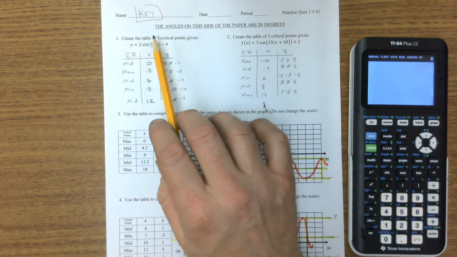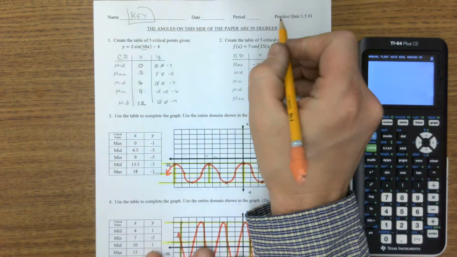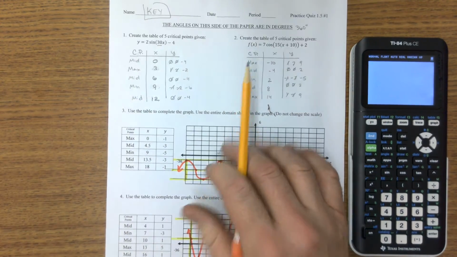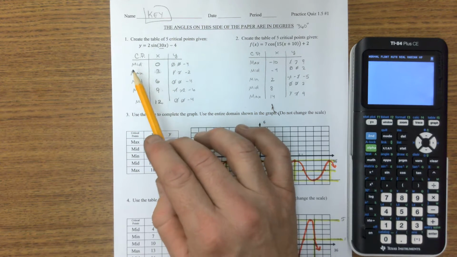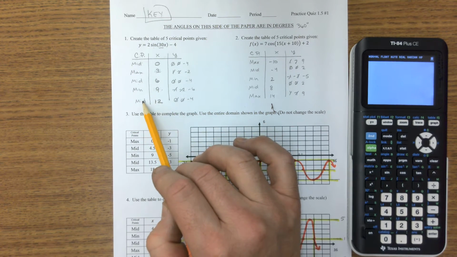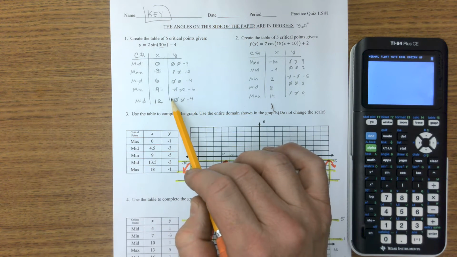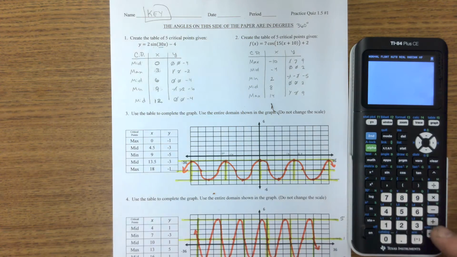First thing you've got to do is know the angles on the side are in degrees. So we're working with 360 degrees in a circle, not 2 pi. So make a table of this, and we have a sine graph, which is mid, max, mid, min, mid. We have the y values, which are 0, 1, 0, negative 1, 0, and we have to do our period in here. Well, a normal period is 360 divided by 30 is 12.